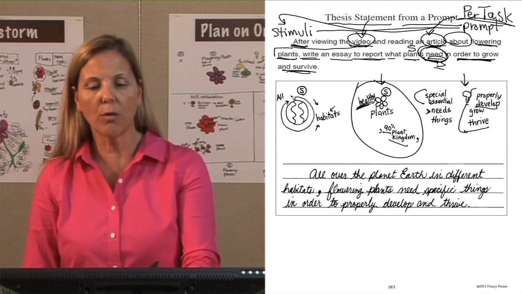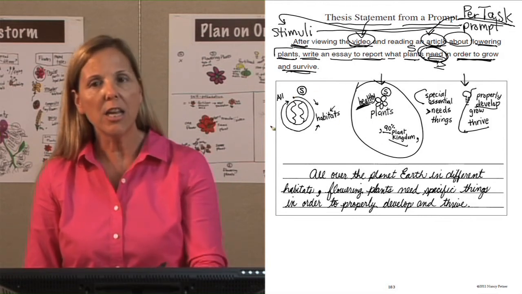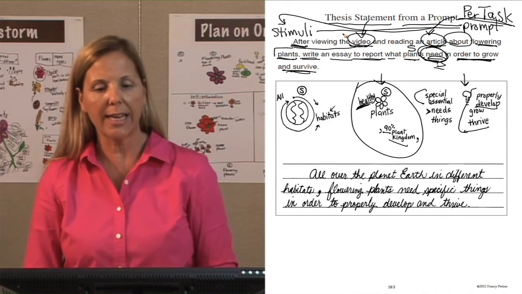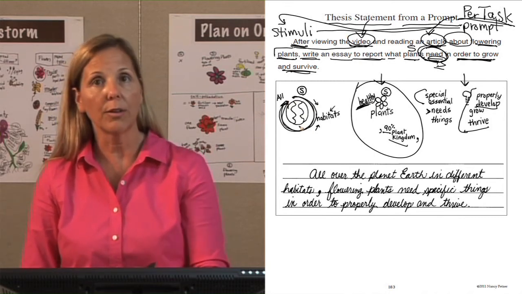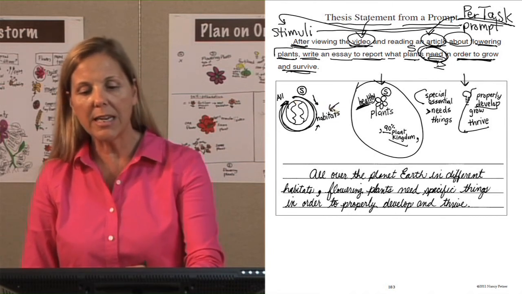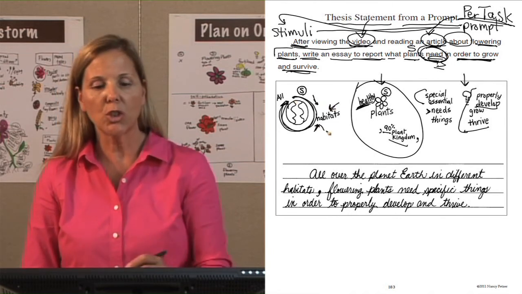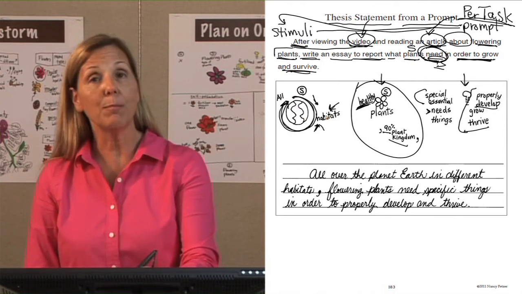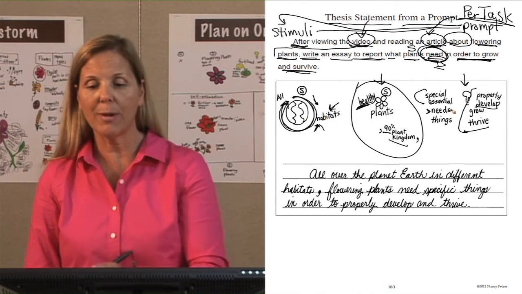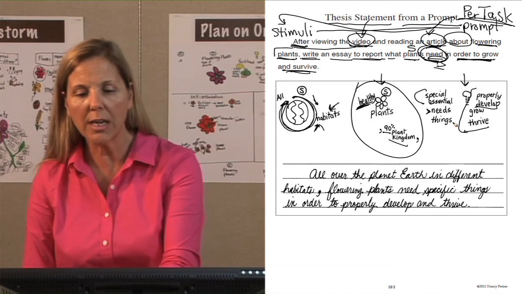Next, I'm going to go over to a setting. Did my information give me a setting? Yes, these flowering plants you can find all over the planet Earth and in many different habitats. So I'm going to put my setting here: all over the earth in many different habitats. I'm recording that information. I have all the information I need.